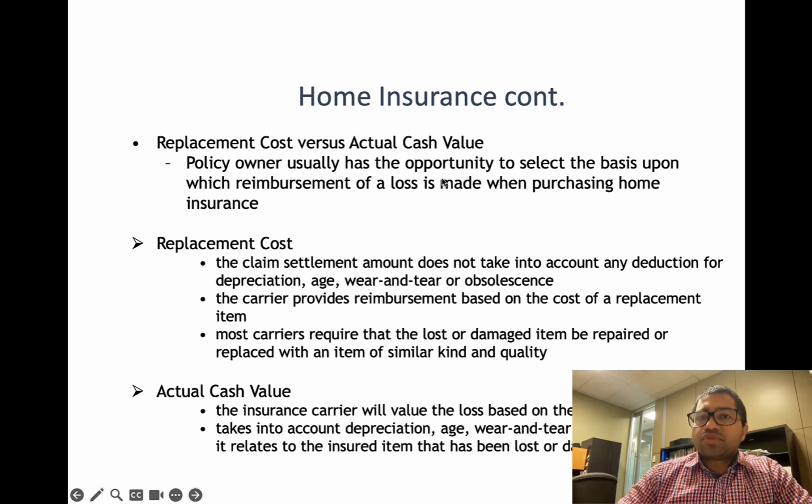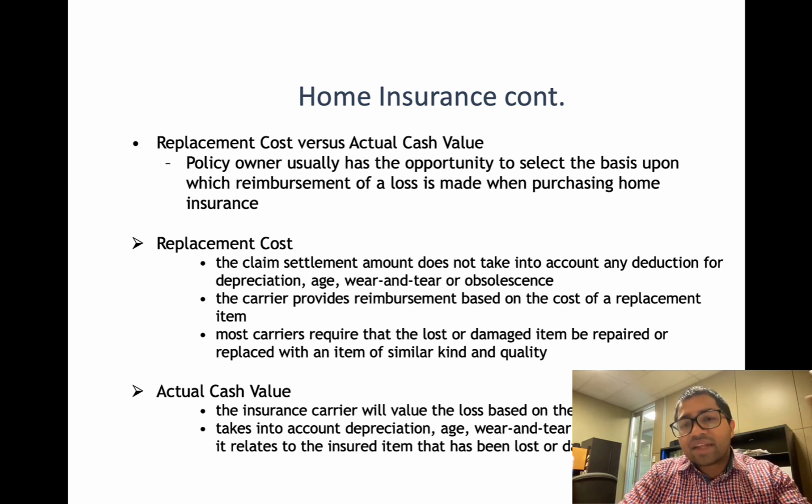Now there is the concept of replacement cost versus actual cash value. The policy owner usually has the opportunity to select the basis upon which reimbursement of the loss is made when purchasing the home insurance policy. The first option you get is the replacement cost. What is replacement cost? The claim settlement amount does not take into consideration any deductions for depreciation, age, wear and tear, or obsolescence. This is like the depreciation waiver that you get in an auto policy. Whatever claim amount is paid, it will not take any depreciation or wear and tear into consideration. It will provide you the claim settlement amount without any depreciation deduction.